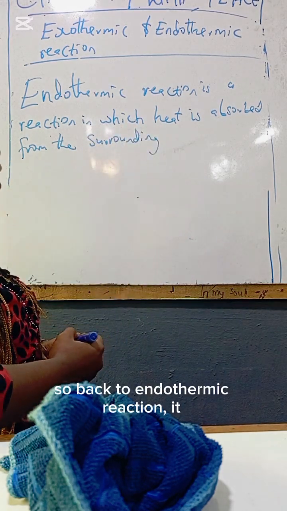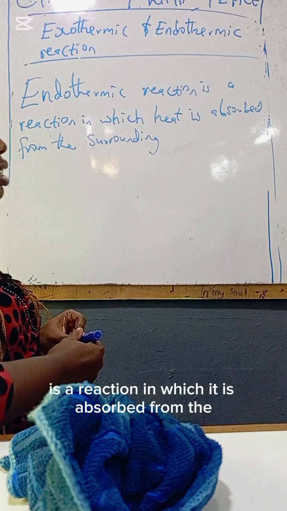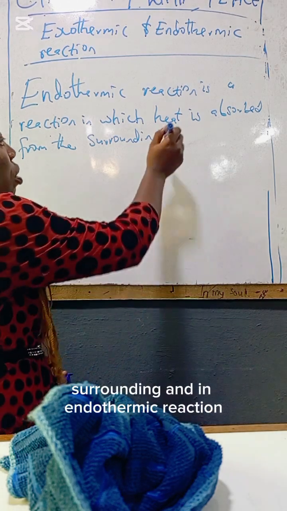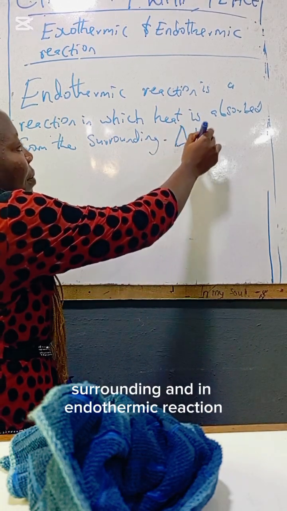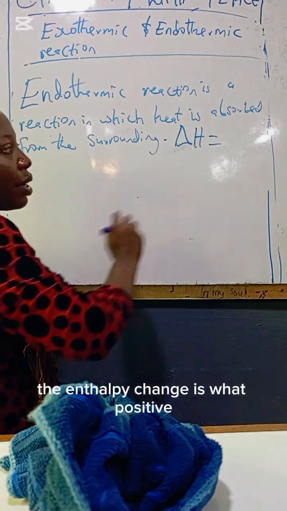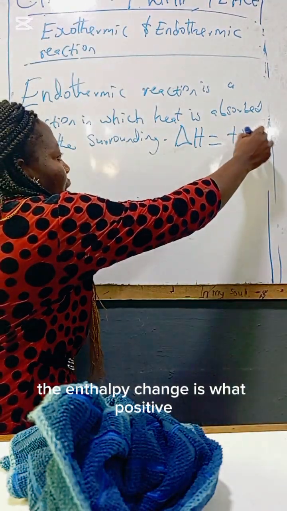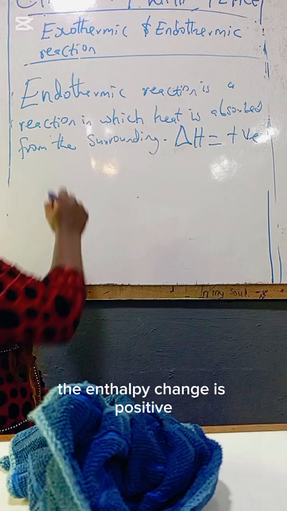So an endothermic reaction is a reaction in which heat is absorbed from the surrounding. And in an endothermic reaction, the enthalpy change is what? Positive. The enthalpy change is positive.